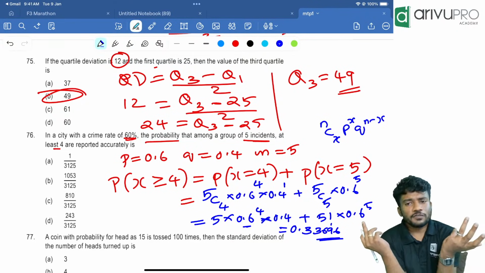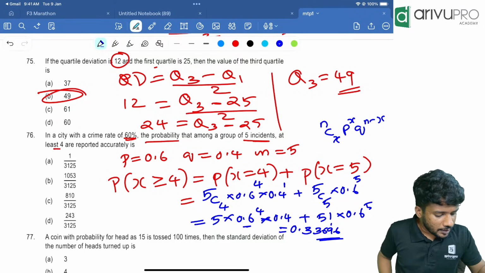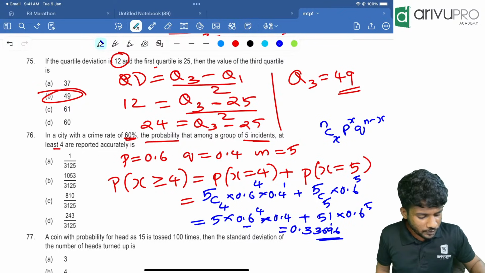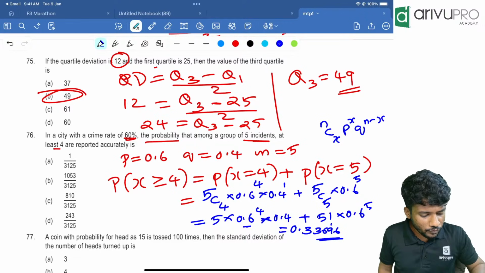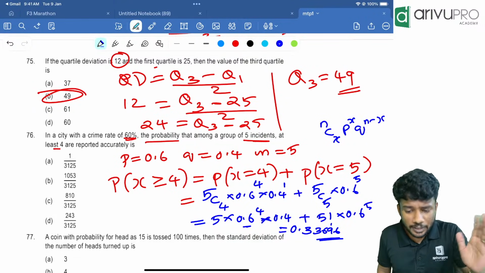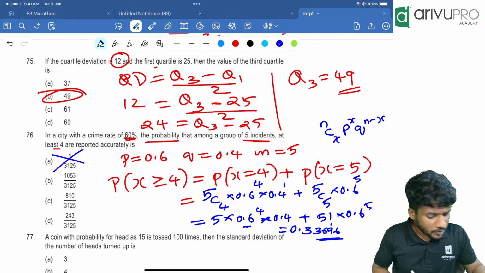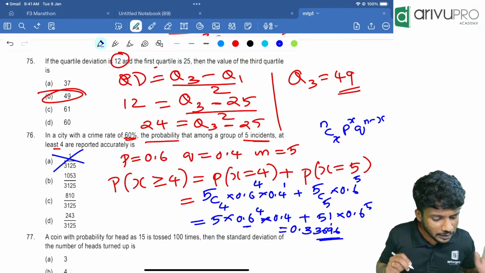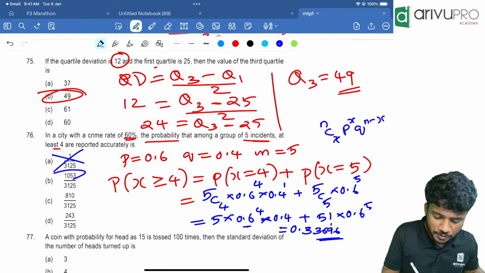People, how are you going to find that? Take the first option, 1 divided by 3125, which is equal to 0.0032. That means option A is wrong. Try the second option, 0.1053 divided by 3125, which is equal to 0.3369. That means option B is your right answer.